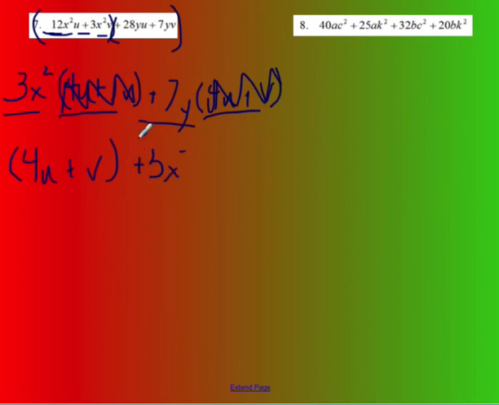Oops, and this should be multiplied. Let's see if I can write that out a little bit better for you here. Okay. So we have 3x squared plus 7y. There we go. So that would be your final answer for that one. So next, let's take a look at number 8. I'm just going to erase this so I have a little bit more space.